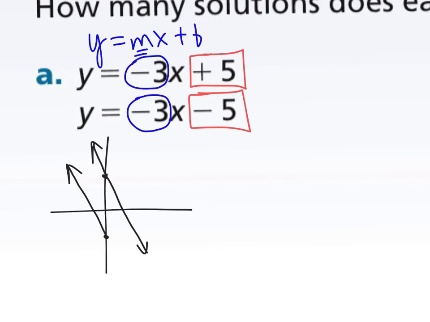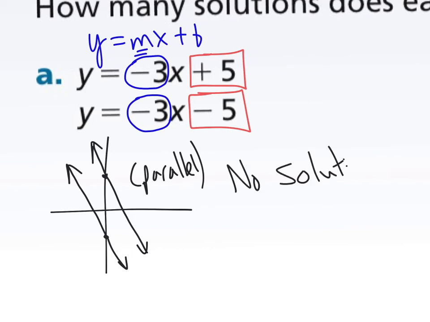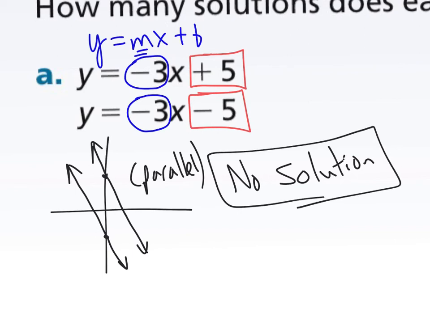This is kind of what's happening here. Okay, so the slopes are the same, but the y-intercepts are different. Means these lines are parallel. And if the lines are parallel, then that means we have no solution. There's, in other words, nowhere that these lines are going to intersect because they're parallel. Parallel lines never intersect each other.